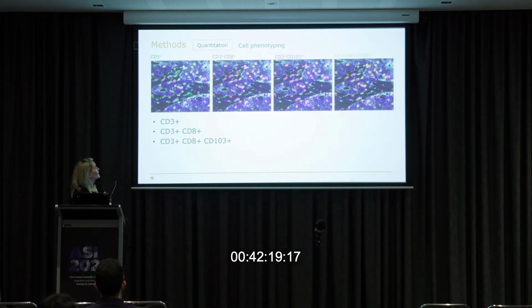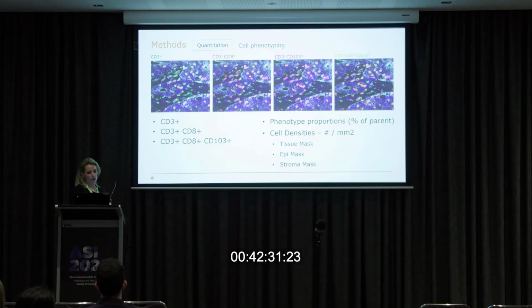Just coming towards the end now. To end with this project, we will end up with a total count of our CD3s, our CD3 CD8s, CD103s, and the triple stain. We get the number of those different cell populations within that tissue mask compartment. We get the number within the epi mask, the stroma mask, and then we get the areas of those.